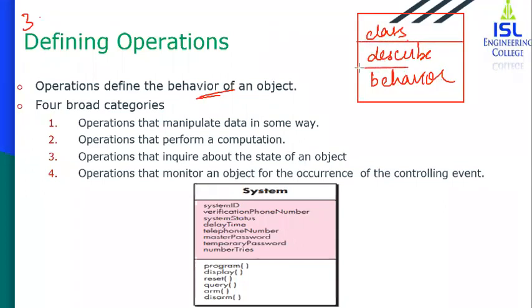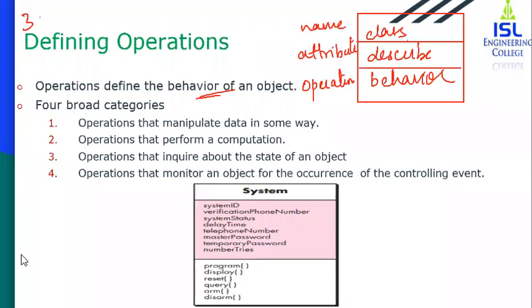Three compartments. This is the class name. Second is the attributes. Third is going to be the operations.